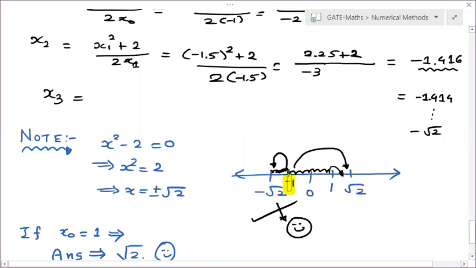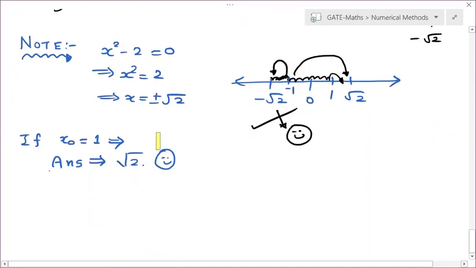Here your initial approximation is minus 1. So with the help of minus 1, you have to move towards a root of this equation, and the roots of this equation are minus root 2 or root 2. So you have to move left-hand side or right-hand side. Which path is shorter? Definitely from minus 1 to minus root 2, this path is shorter, this path is longer. So we will get the minus root 2 answer over here. From here, we are going to move towards minus root 2.